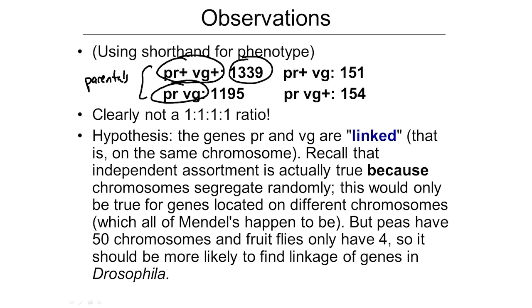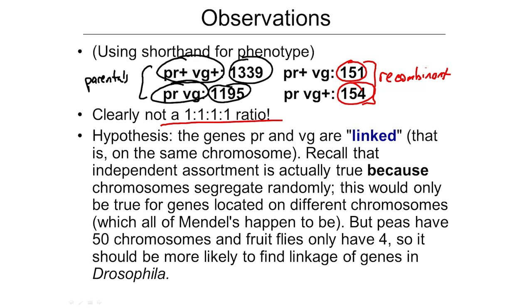There were 1,339 of the total wild type, 1,195 of the total double recessive. Both of these, which are the recombinant classes, right? Keep that in mind. There were a lot less of them, only 151 and 154. Now, clearly this is not a 1:1 to 1:1 ratio where you would expect all four of those classes to basically have the same numbers. So when they saw this, what the heck is going on?